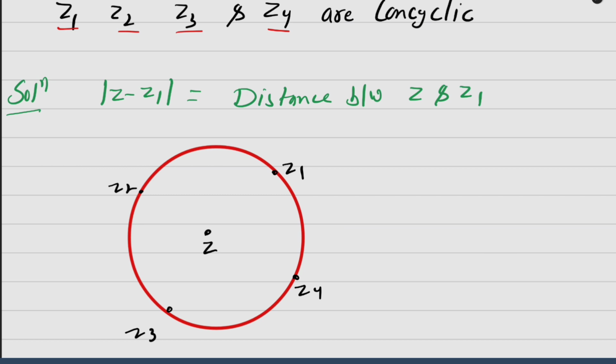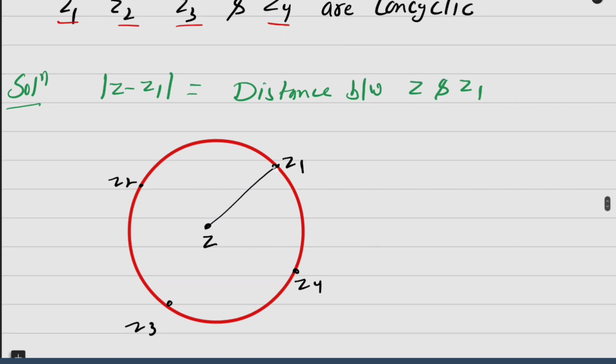Okay, so this one, this one, this one, and this one. All distances are the same. This one is r, this is one r. First condition. Okay, next condition can be if z is a rectangle. Let us say z is a rectangle.